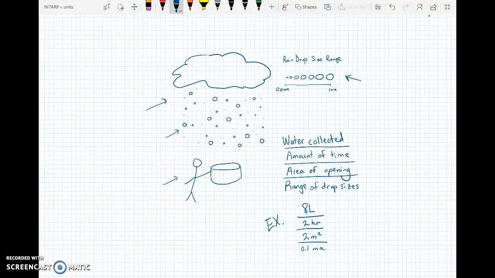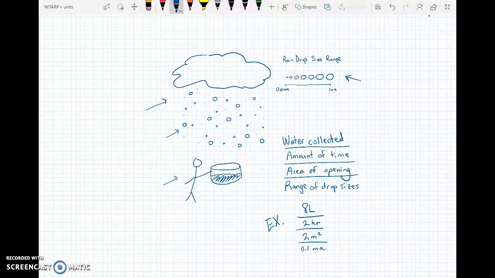So first you have to decide what you're actually going to measure. So you decide that it'd be hard to actually count up every little drop that fell into your bucket. And plus, once they get into your bucket here, they're all just going to mix together and you're just going to have a big blob of water in there. So you have to decide what to keep track of. And so you decide to just keep track of the volume of water. So that'll be your water collected.